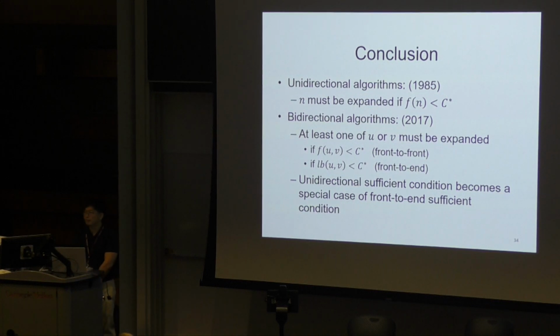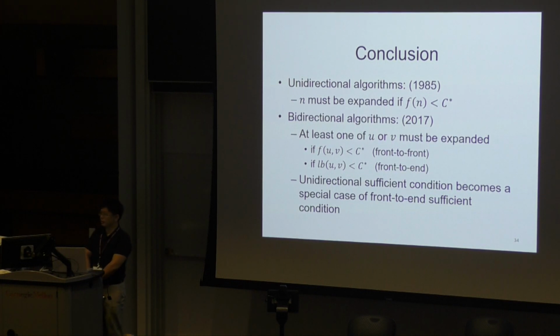I have one. So you're assuming that the goal state is a single goal state. Yeah, we assume that it's a single goal state. So can you say something about doing bidirectional search when you have multiple goal states?